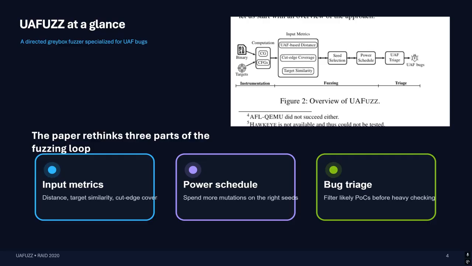The whole system is built around this idea of guiding executions towards an allocation, free, and use pattern. So that affects several parts of the design. It affects how target information is represented, how similarities are measured, how seeds are selected, everything from how mutation effort is distributed to how likely bug triggering inputs are filtered for expensive checking. So I think it helps to think of UAFuzz as a fuzzer with a more informed sense of progress, essentially.